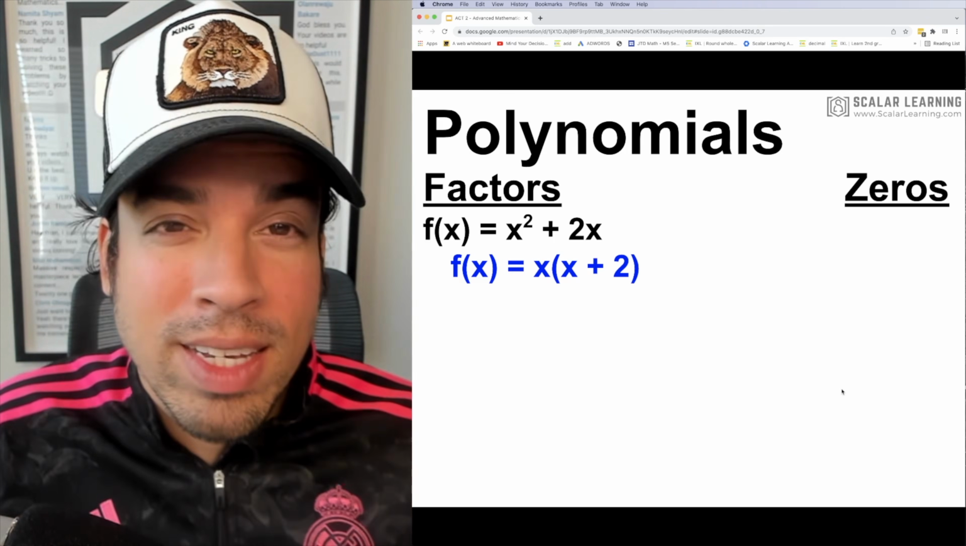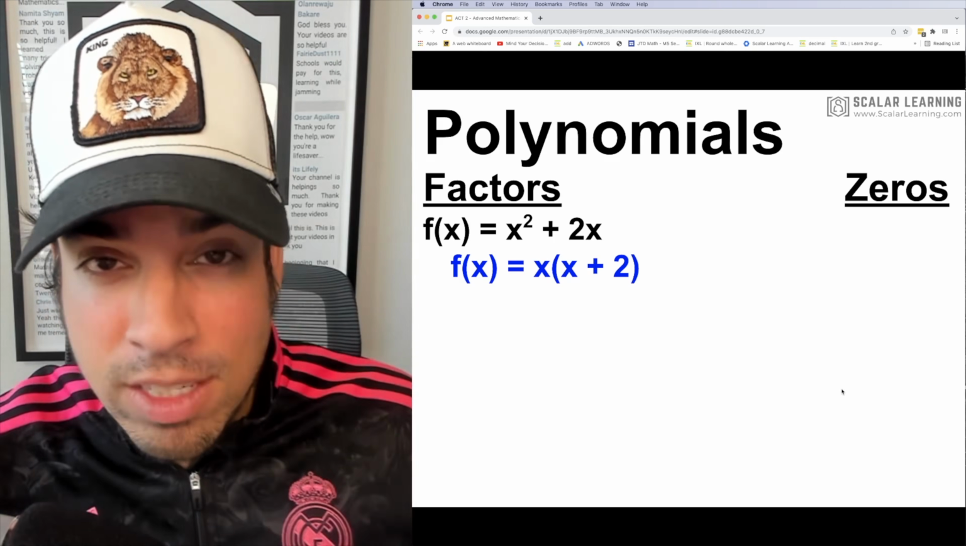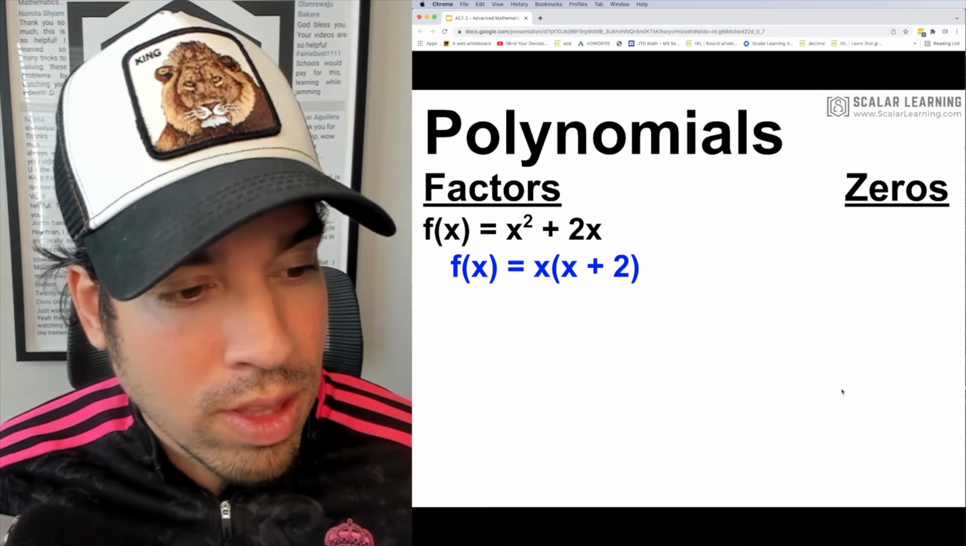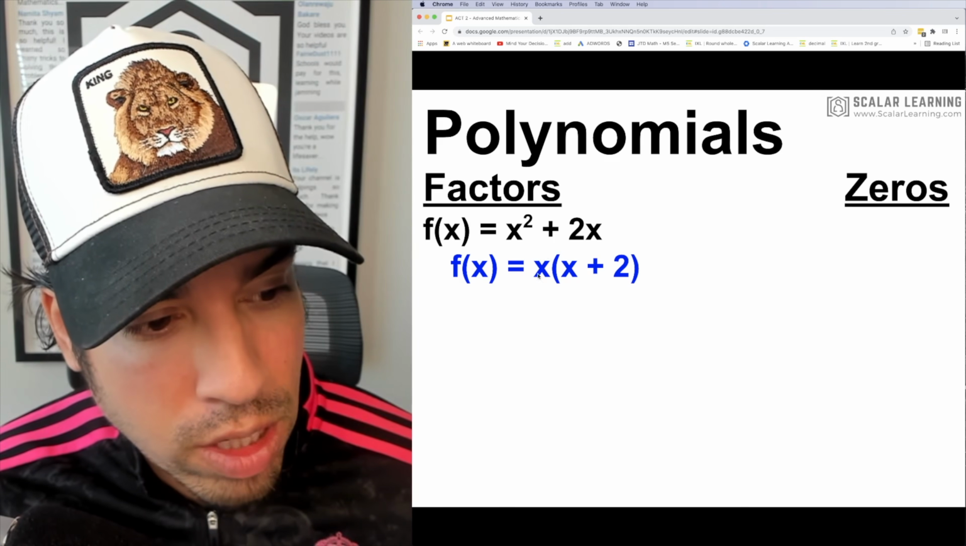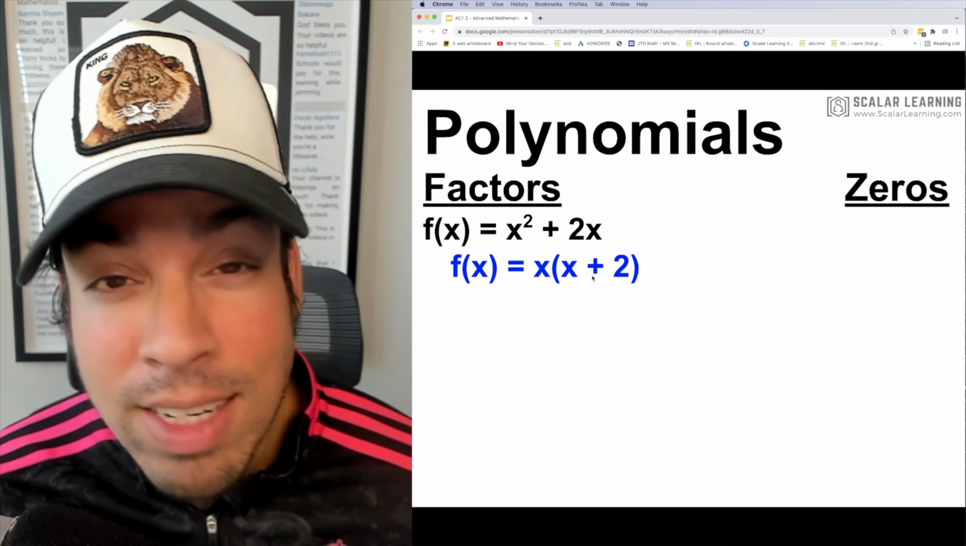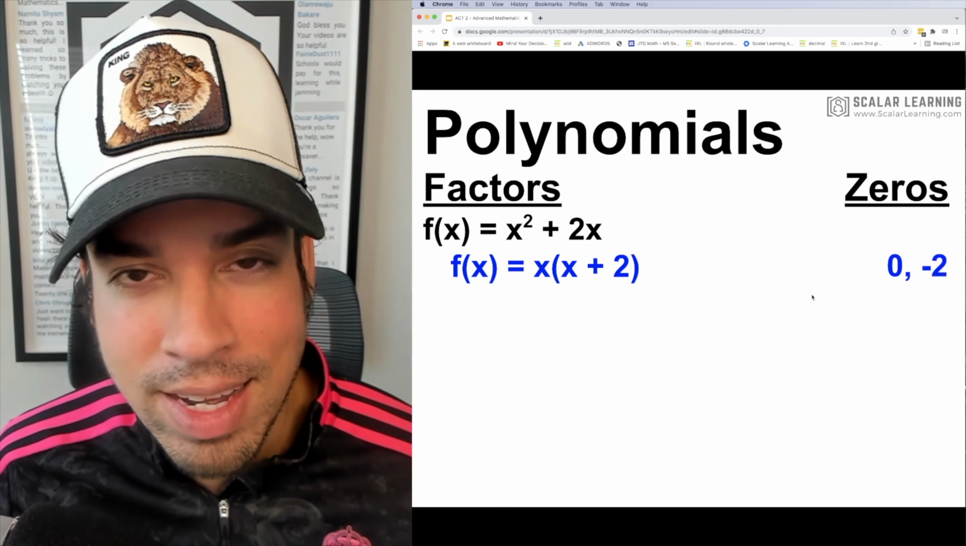We can easily find the zeros. And when I say zeros, it means the values of x that zero out the function to give a function value of 0. Well, guess what? For this x, if I just plug in a 0 here, 0 times anything is 0. What about in this binomial? If I plug in a -2, it zeroes out. So my two zeros are therefore 0 and -2.